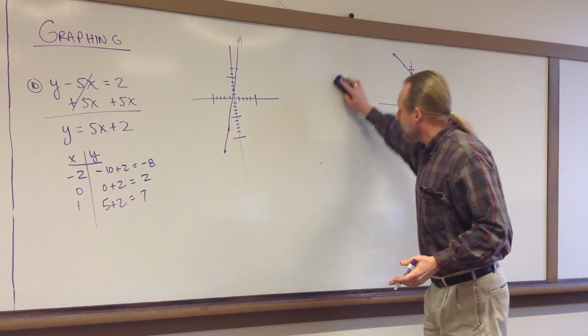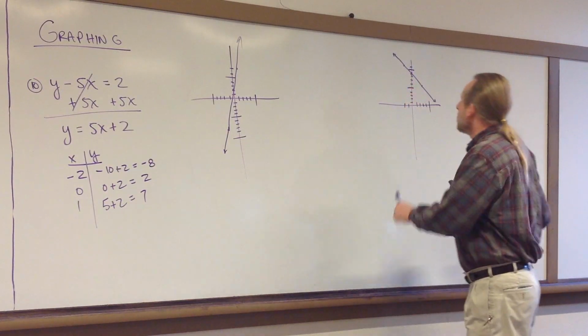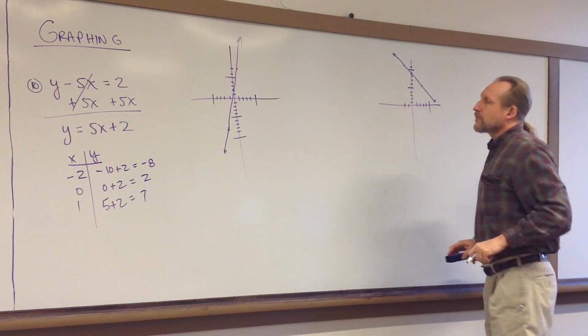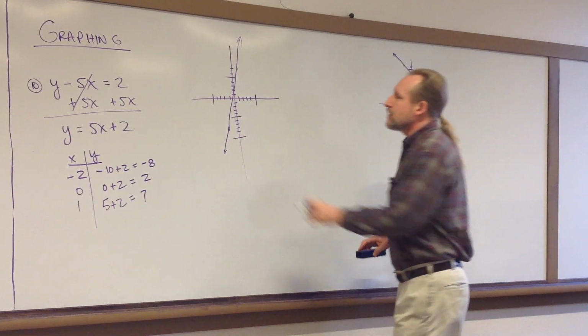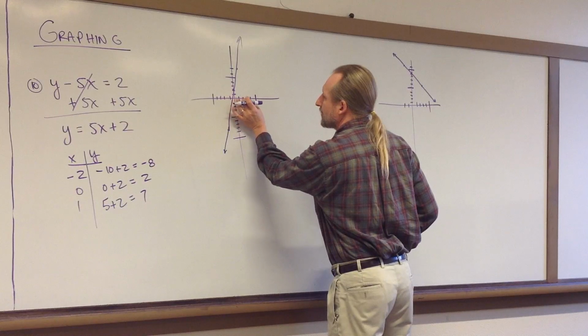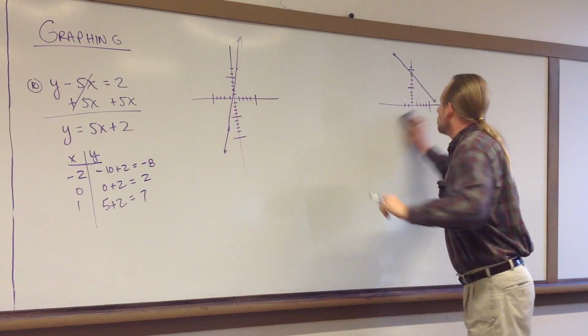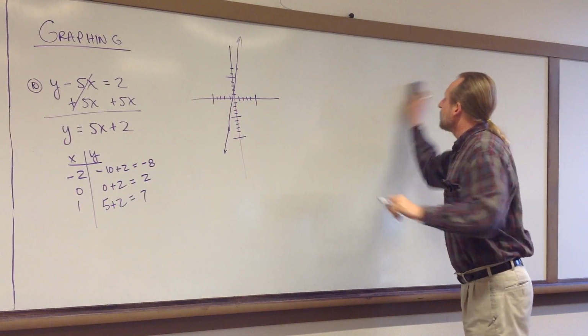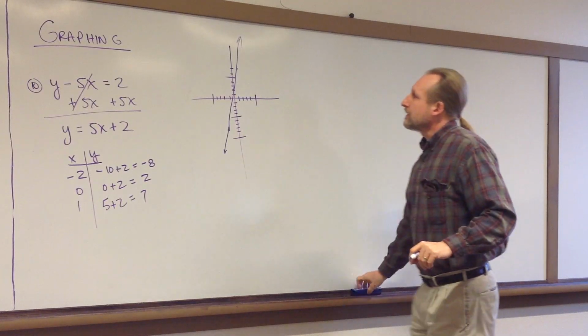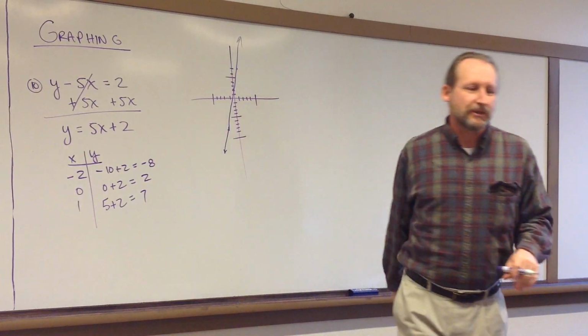On the board, I have to do my best here to make sure that these points are equidistant, right? Each of these tick marks is the same, and to plot my points carefully so that this comes out as close to being a straight line as possible.